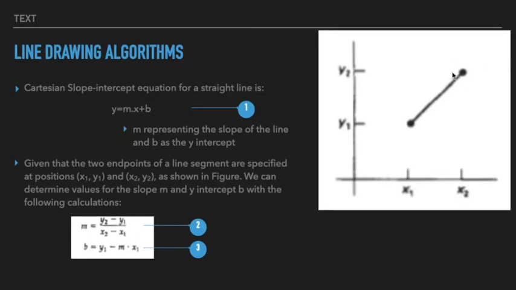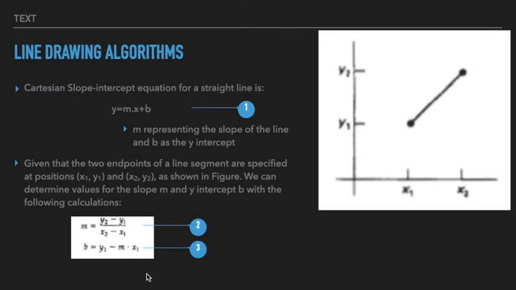Given two endpoints (x1, y1) and (x2, y2), we can determine the value of slope m using the equation m = (y2 - y1)/(x2 - x1), that is, delta y by delta x. Also we can find the y-intercept b using the equation b = y1 - m x1. So using these equations, we can draw a line using the algorithms. The algorithms that display straight lines are basically based on these three equations.